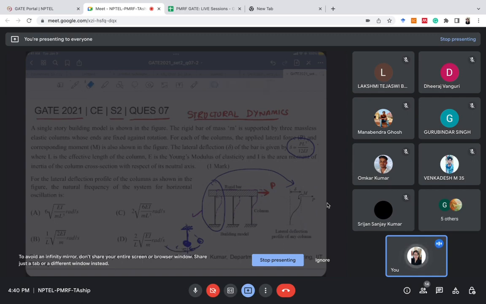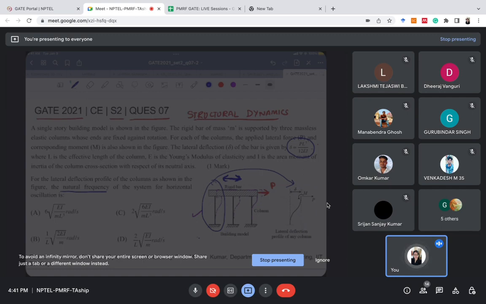Similar is the case with this building model also. Whenever an earthquake happens or any kind of lateral force occurs on a building, it will laterally deflect, but after that force is over, it will try to get back to its original position, but it will not be able to stay there due to inertia, so there will be a to and fro motion. Whenever there is a to and fro or oscillatory motion, there will be some frequency of the system, right? So that frequency we are asked.